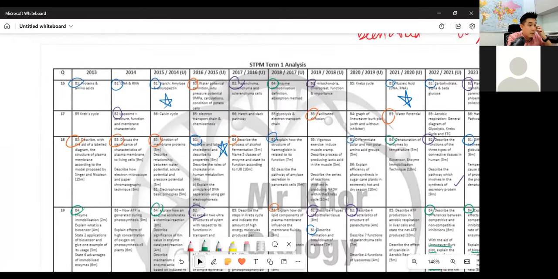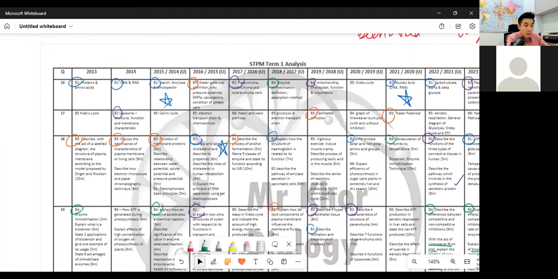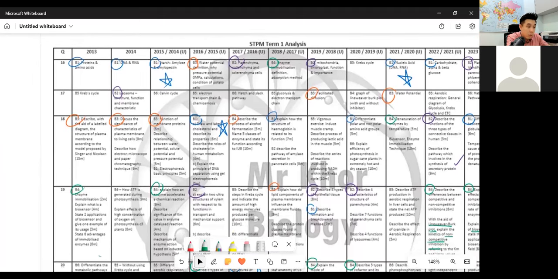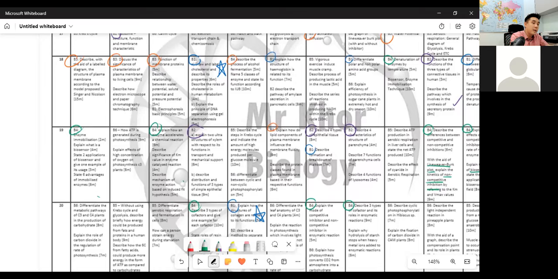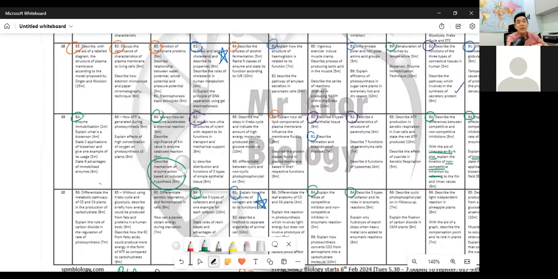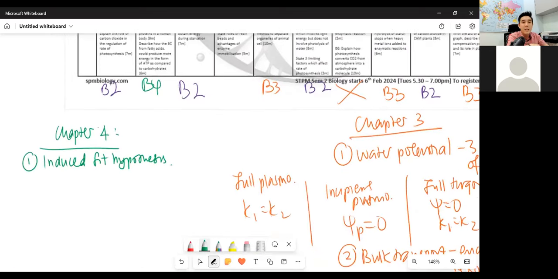There was one particular year, guys. They asked lock and key hypothesis and then induced fit. 2015. Yeah. That day, a student asked me, sir, how to know whether to write induced fit or lock and key hypothesis? They'll let you know if they want lock and key. But normally, the few points for induced fit: the enzyme will adjust so that the active site is complementary to the substrate. Okay, next.